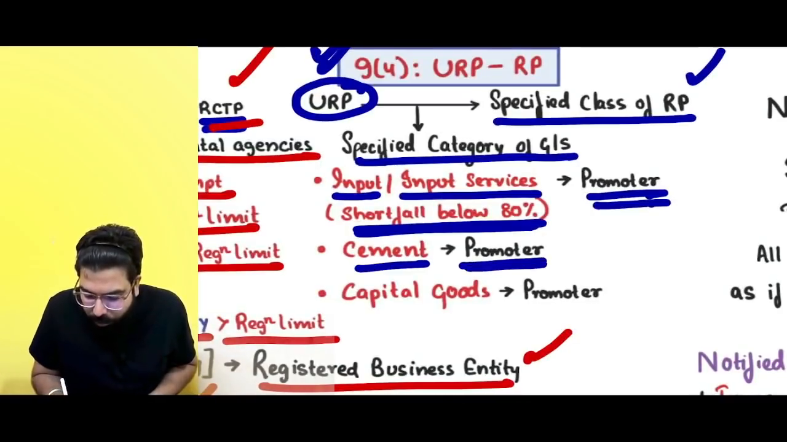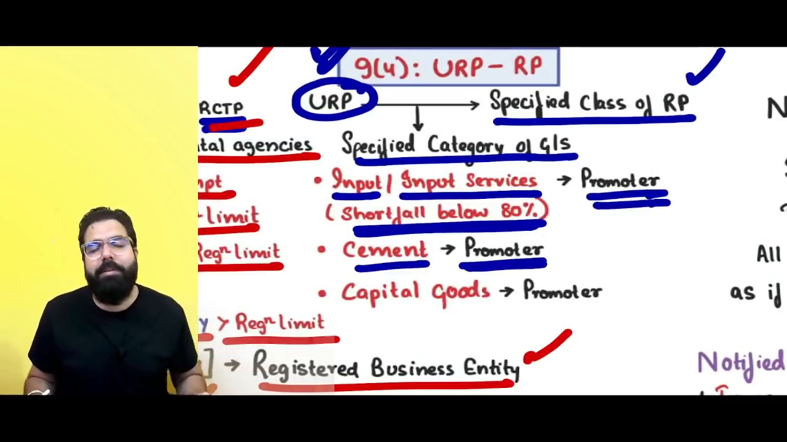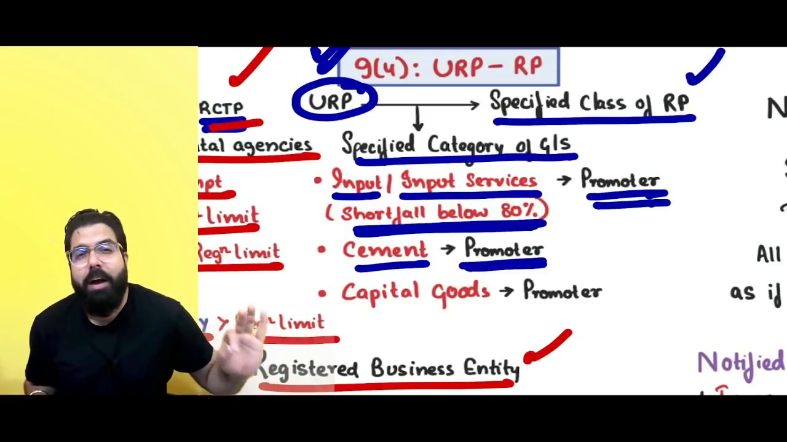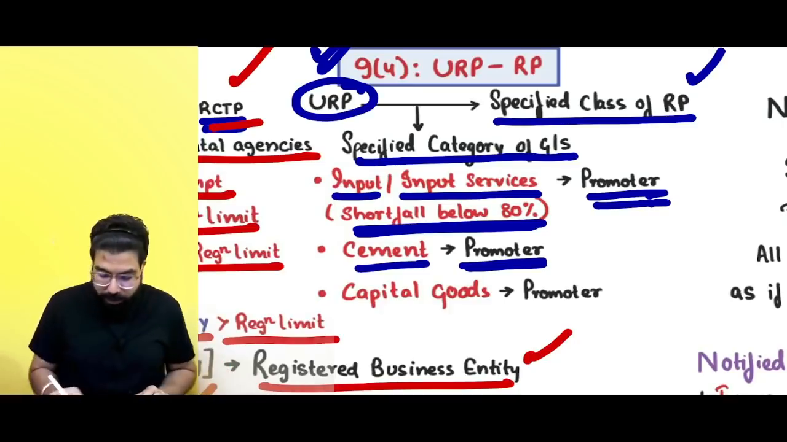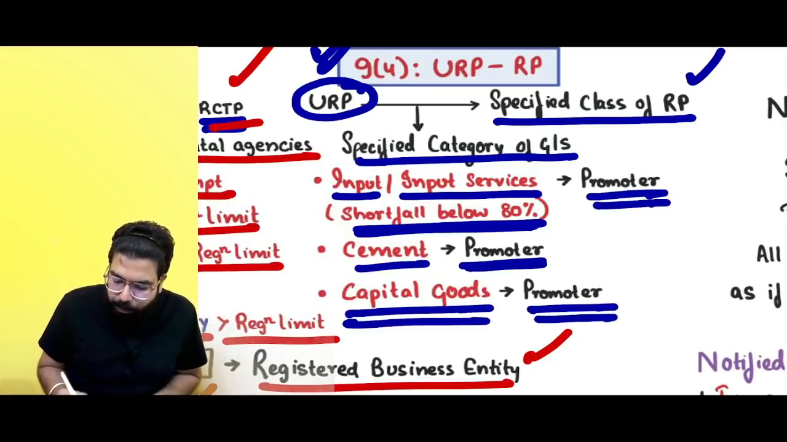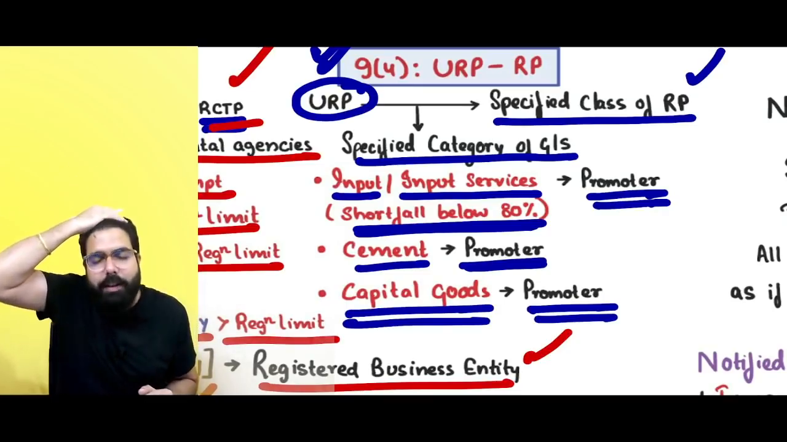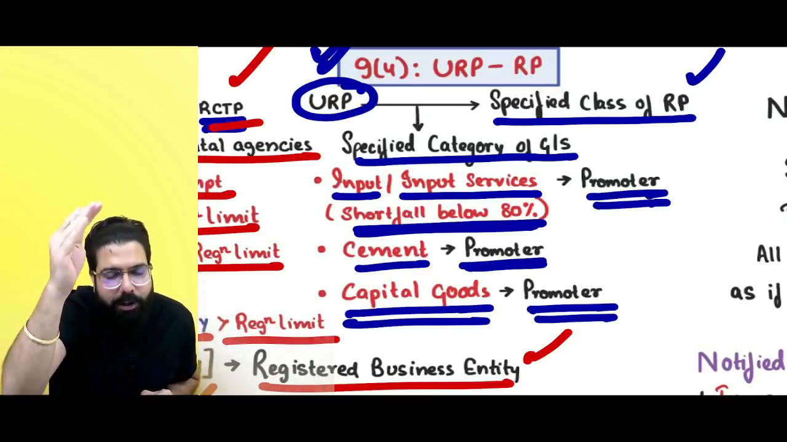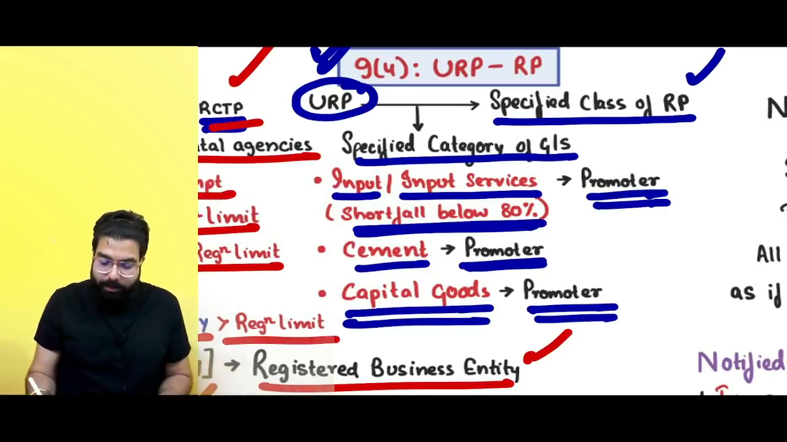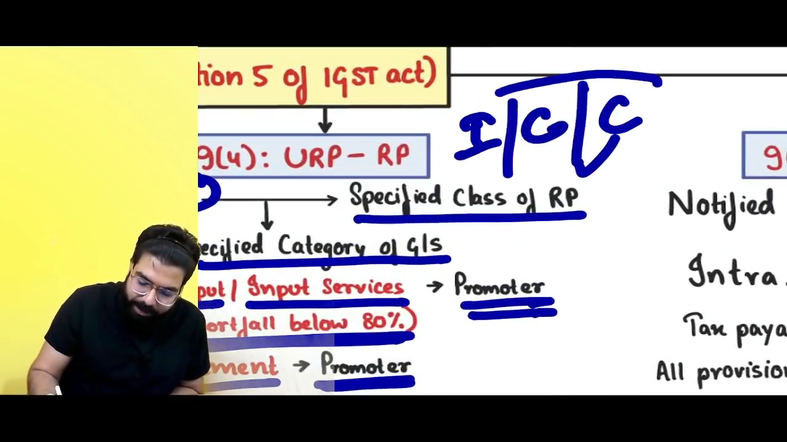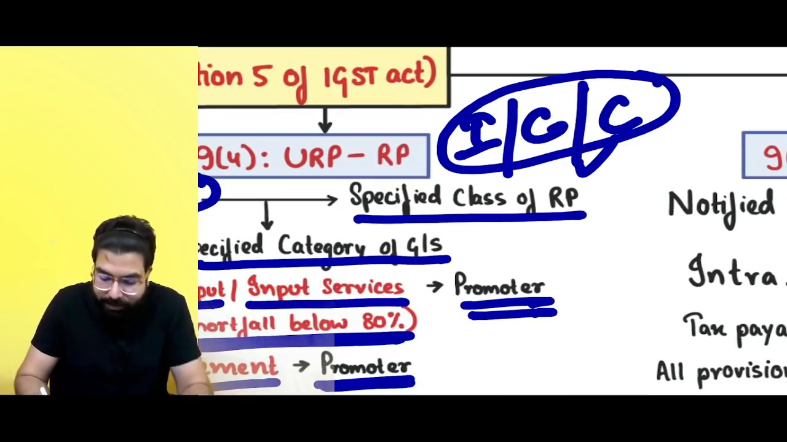In the case of cement, always remember, whenever cement is purchased from an unregistered person, the promoter always has to pay GST under RCM. Then capital goods, if they are bought by a promoter from an unregistered person, then also always remember the promoter has to pay the GST under RCM. Yes, sir. Point is clear. Input services, then we have cement, and then we have capital goods. Done, sir. Point is clear.